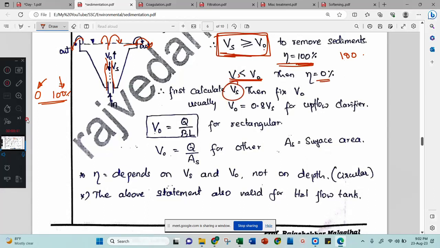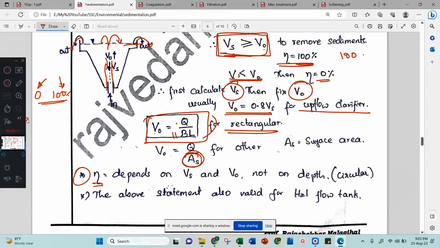First calculate Vs using the Stokes equation, then fix a V naught by considering this. Here we have a relation: V naught must be equal to 0.8 times Vs, so that V naught is less than Vs. Then for an upflow clarifier you have an equation. If you are using a rectangular tank, use this equation. If you are using a circular tank, use this as the surface area. Always remember this point: the efficiency depends on Vs and V naught.